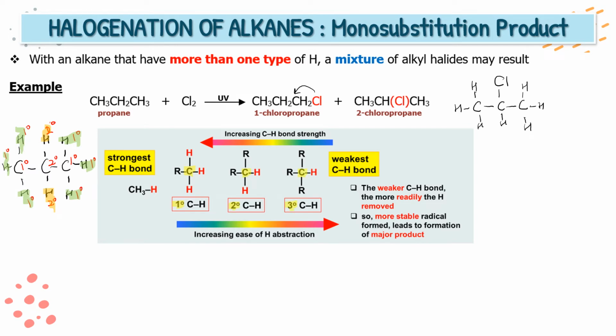Kalau awak ingat balik, susunan untuk free radical. So, which free radical is the most stable? Okay, it's our tertiary free radical. Kenapa tertiary free radical adalah paling stabil? Sebab dia akan ada 3 alkyl group yang akan stabilize the radical.